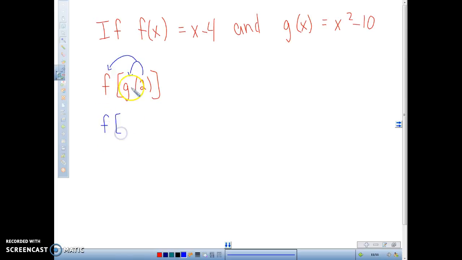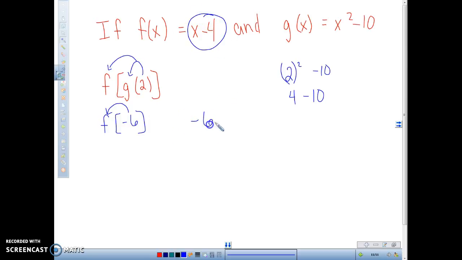So let's go ahead and plug in 2 to the g function. We would have 2 squared minus 10. So we would have 4 minus 10, which is negative 6. Now we take that negative 6 and we plug it into the f function. So we would use this function. We would say negative 6 minus 4. And so our answer here would be negative 10.